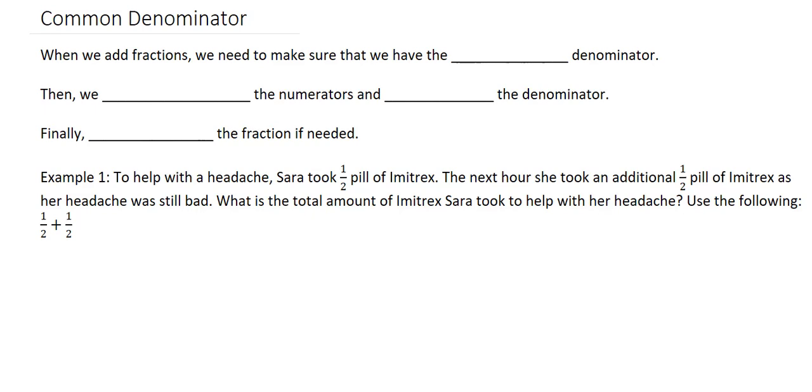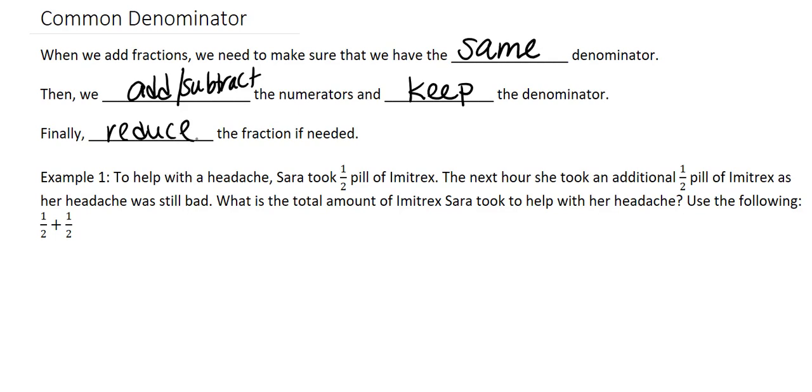Common denominator. So when we add fractions, we need to make sure that we have the same or common denominator. And then what we'll do is we're going to go ahead and add or subtract the numerators, and then we're going to keep the denominator. And then finally we're going to reduce the fraction if needed.